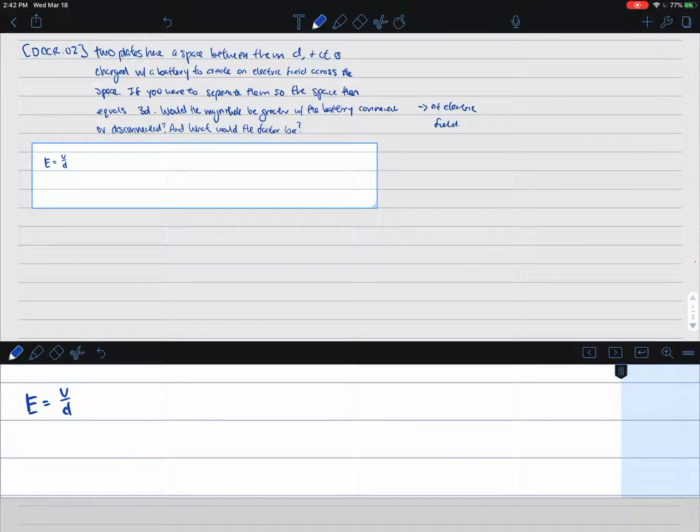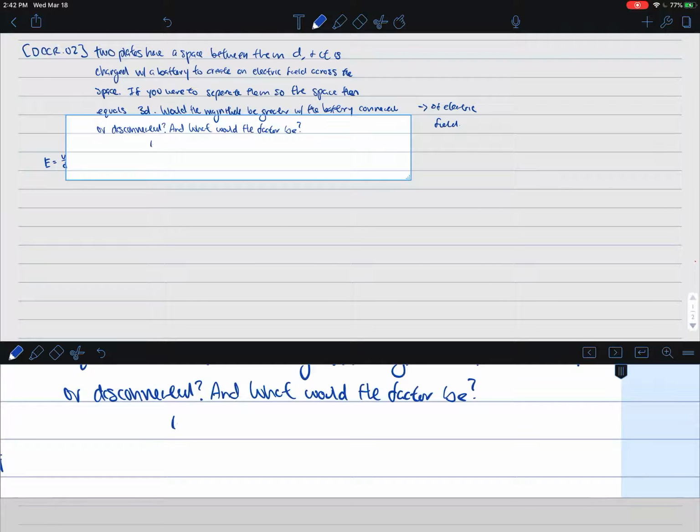And then so if you want to calculate the value, then you have E, V over D. So overall, in the end, while you'd get a greater magnitude, you would get a greater value if the battery was still connected. So in that case, it would be if the battery was connected.